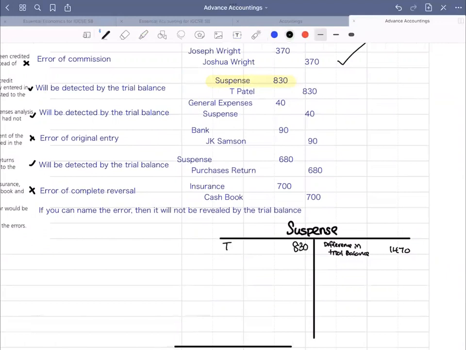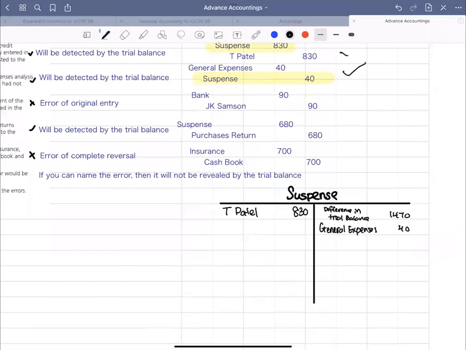What's the name? T Patel. Okay, next one we need to see suspense account on the credit side, general expenses, $40. The next one, this one is done, this is done, don't need to do. Now we need to do this. Debit side, 680, purchases return, $680. Then last one, don't need to do anything.